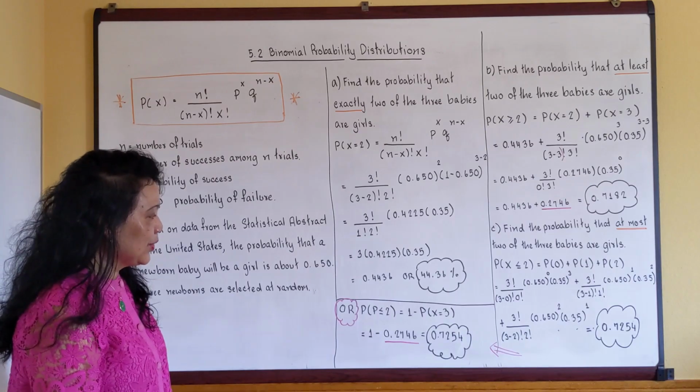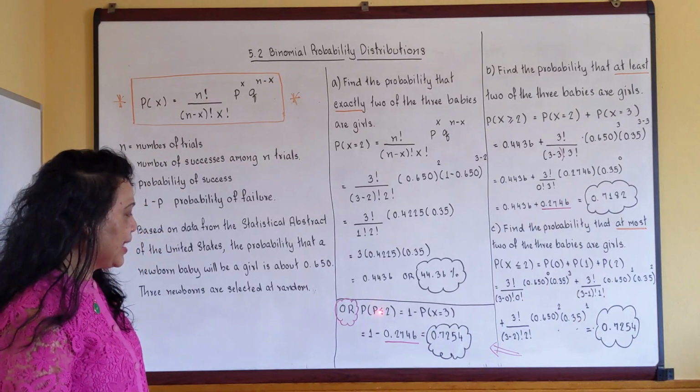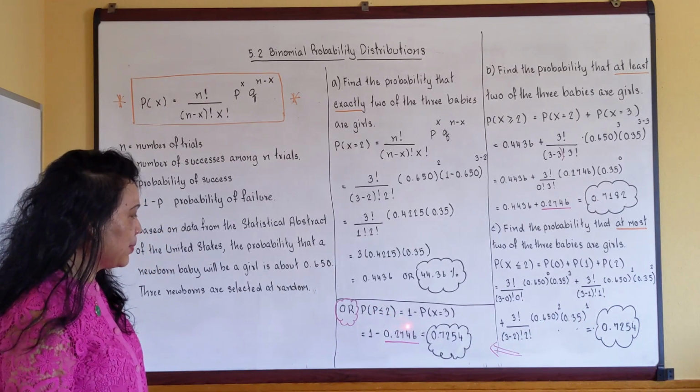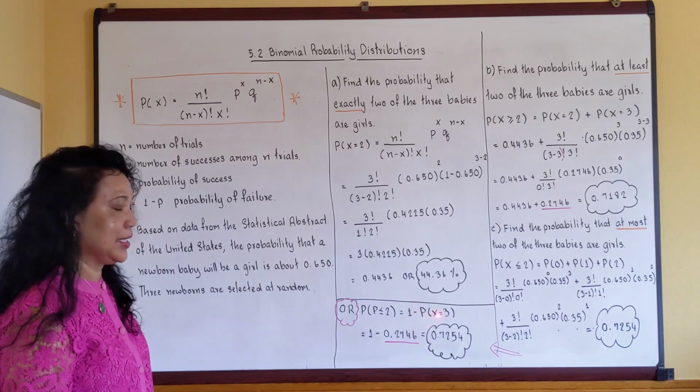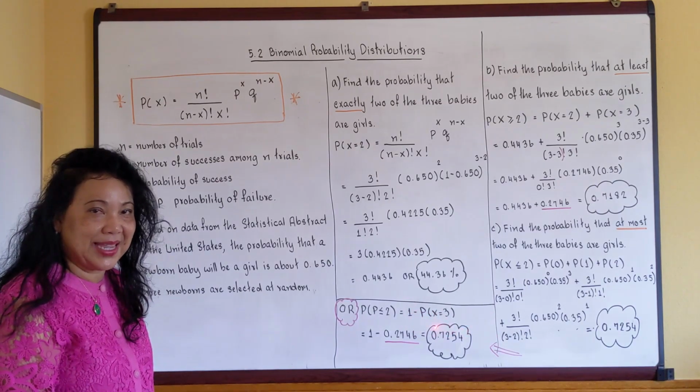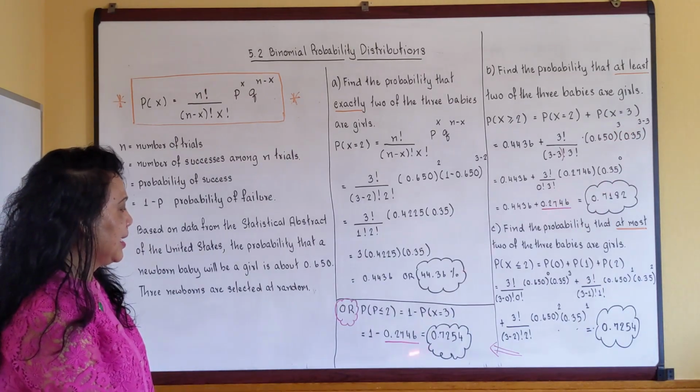However, if you don't want to do a lot of work, P of x less than or equal to 2 is the same thing as 1 minus P of x equal to 3. It's the same thing. And I got my 3 from here. So it's the same answer.